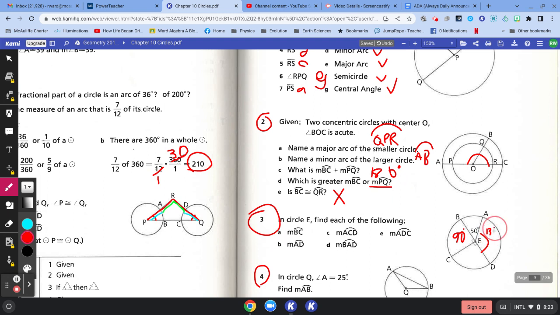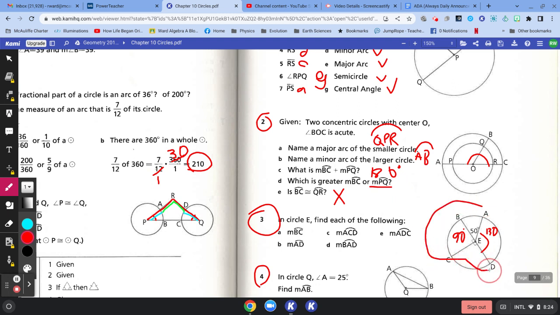So 130 degrees for arc AD. Now let's look at arc ACD. So ACD is going to go all the way around the other way. Arc ACD is going to be 360 minus 130. So that's going to be 230. So 230 degrees from here all the way around.